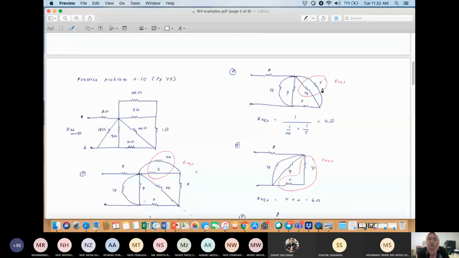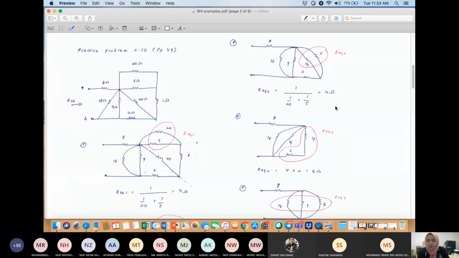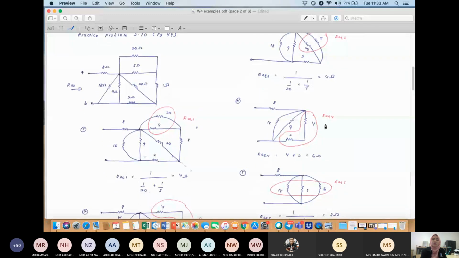From this circuit you can see that these two resistors, 20 ohm and 5 ohm, are in parallel. So R equivalent 3 is 1 over 1 over 20 plus 1 over 5, and you will get 4 ohm. Now instead of this 5 and 20, we have 4 ohm over here. So this is the simplified circuit. You can see that 4 ohm and 2 ohm here are in series, so the equivalent is 4 plus 2, which is equal to 6 ohm.